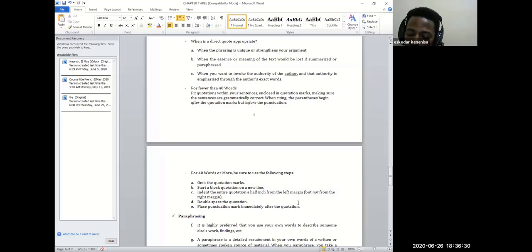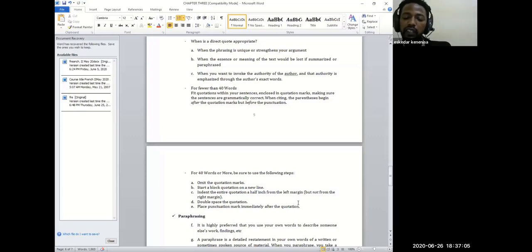Therefore, when you paraphrase, you have to take the passage or the message as a whole and put it in your own words. You have to take the whole passage, the whole idea, the whole information, but you put it in your own words. In paraphrasing also, you have to make a citation to the original source. You have to cite the original source.